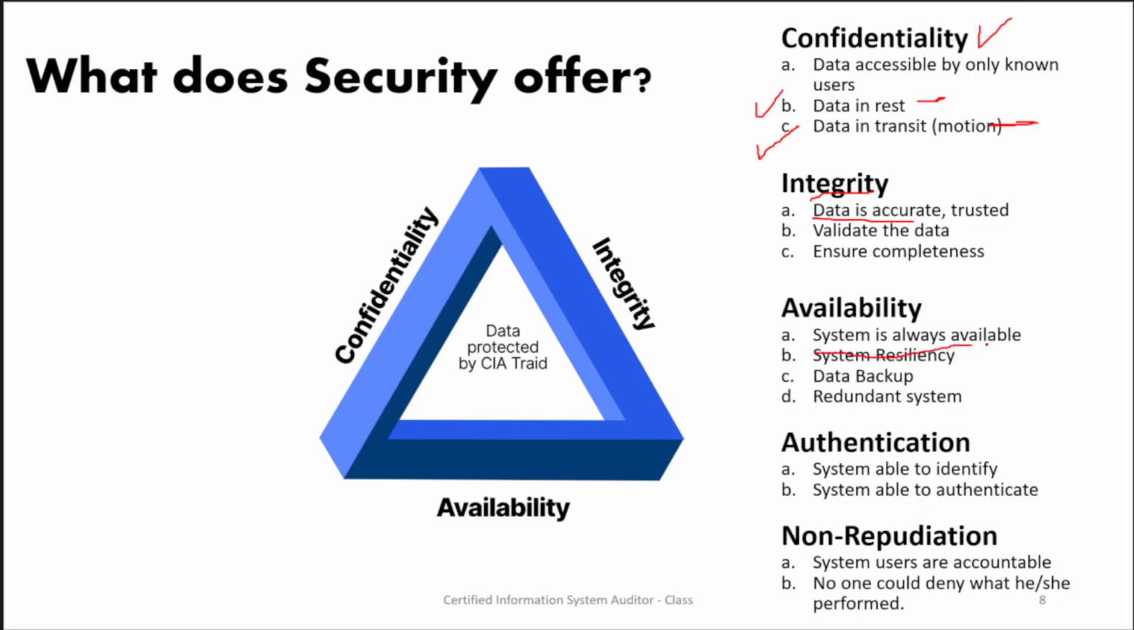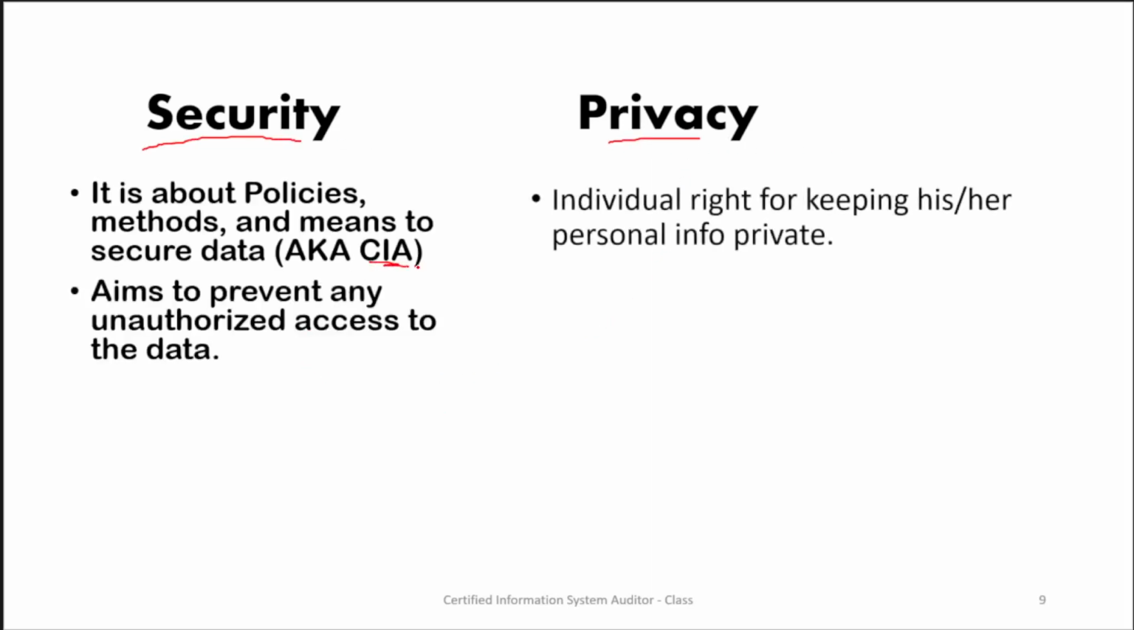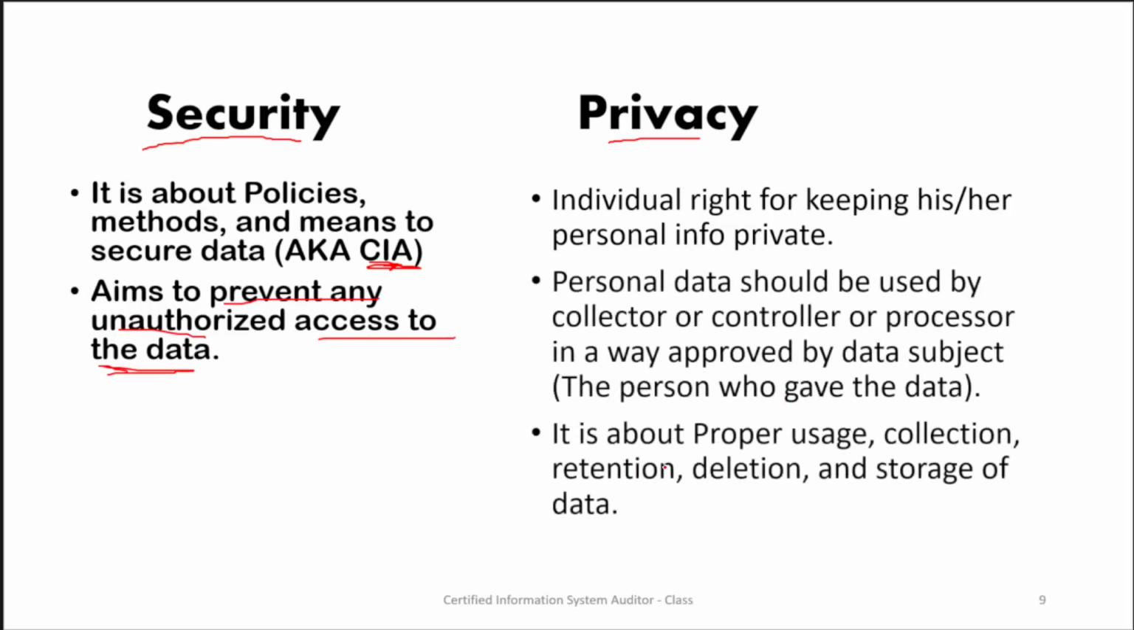So data will be accurate and trusted. Availability means the system is always available, and by having RTO, RPO, BCP, DRP, backup, and understanding clustering and failover, we can ensure availability to some extent. Authentication is the ability of the system to identify and authenticate users, and based on this we can do authorization, and we can also capture audit trails to support non-repudiation and accountability for activity on this system. We also need to differentiate between security and privacy, as security cares about confidentiality, integrity, and availability, and aims to prevent unauthorized access to data owned by the organization, while privacy is a right for the data subject.